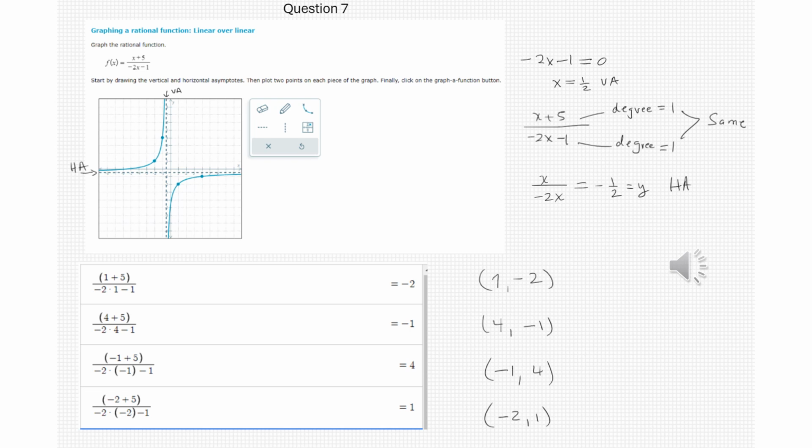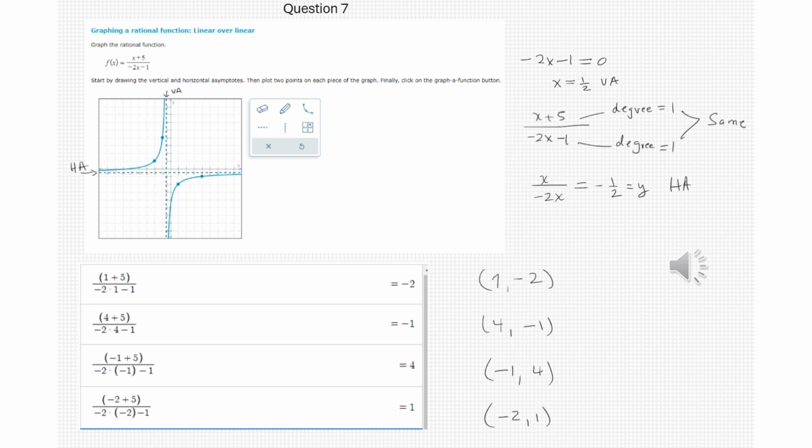I'm plugging it into the original function using my calculator, of course, and you get -2. Likewise, 4 positive gives me -1. Yeah, done, the right-hand side. And on the left-hand side, I select -1, because the answer is 4, and -2, because the answer is +1.